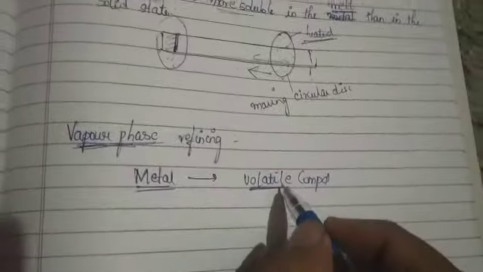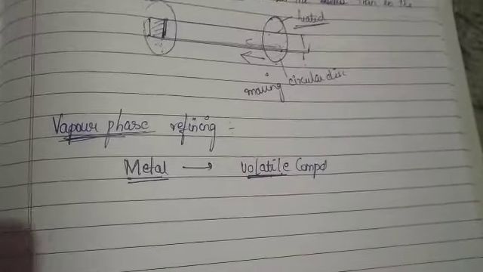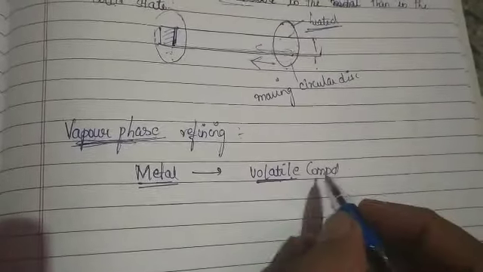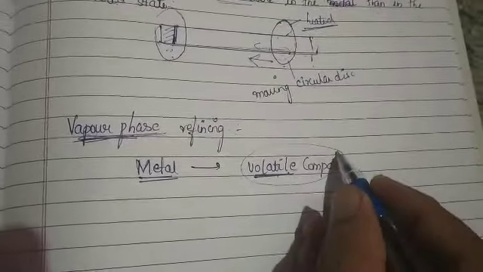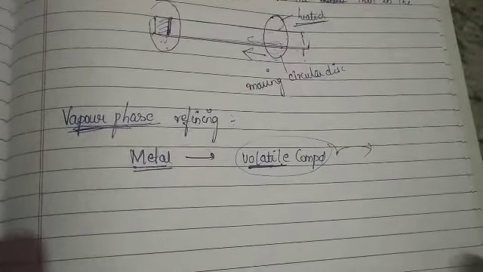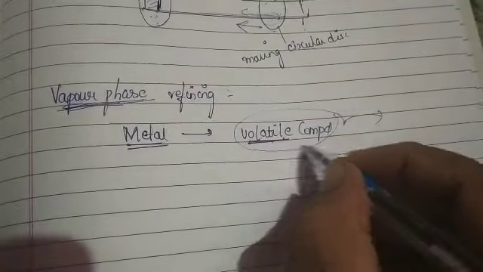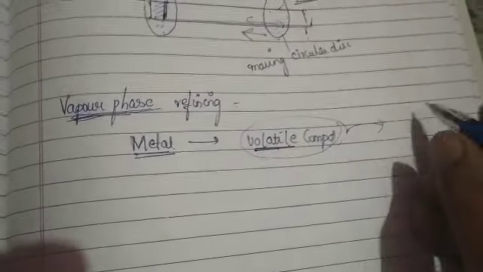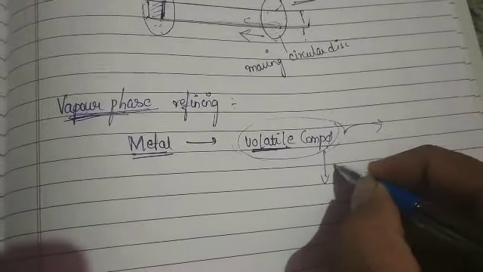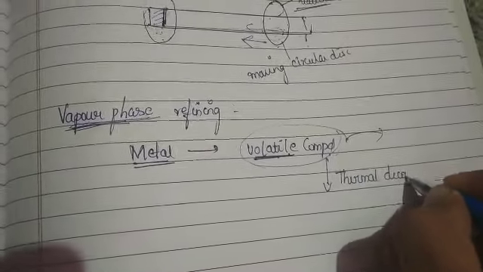How are we going to do this? This is done by utilizing certain reagents, which will be seen now. The volatile compound that is created will be collected in another chamber, somewhere else. The collected volatile compound then undergoes thermal decomposition, that is, you heat it at a very high temperature.